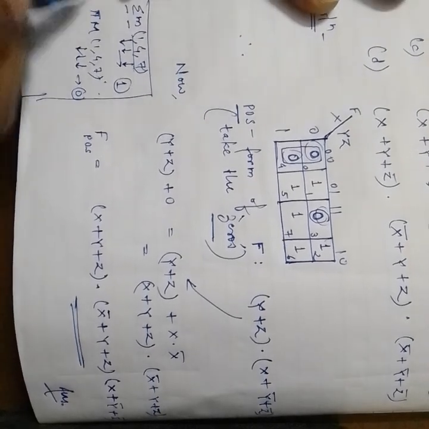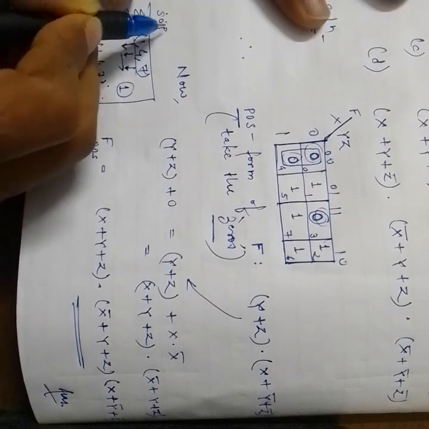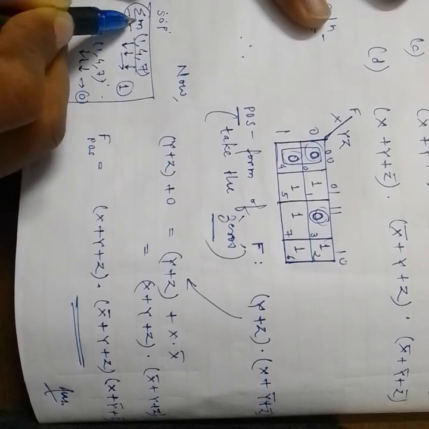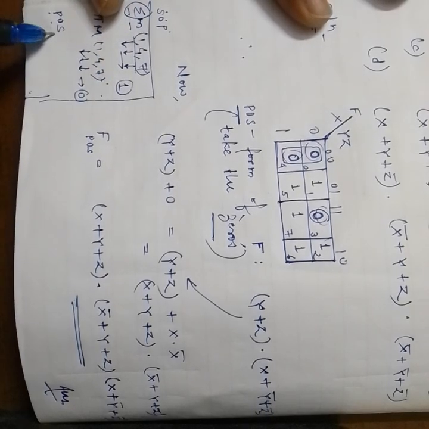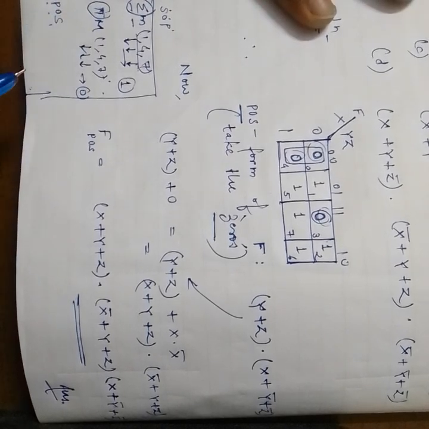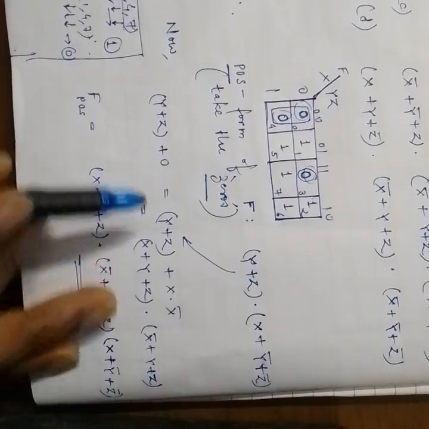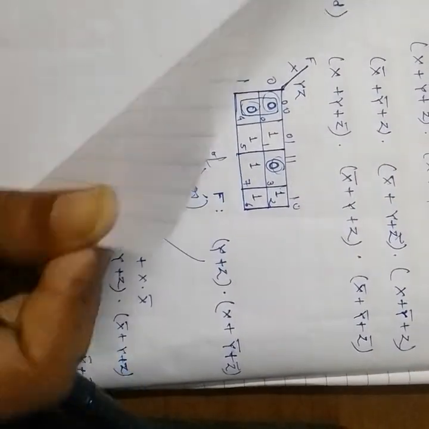Now how can I remember this? I will forget this pi and m. Remember, SOP means sum of products. Sum means summation of product terms. POS means product of sums. Product is always designated as pi in mathematics. So I hope it is clear, at least enough for you to solve the questions.